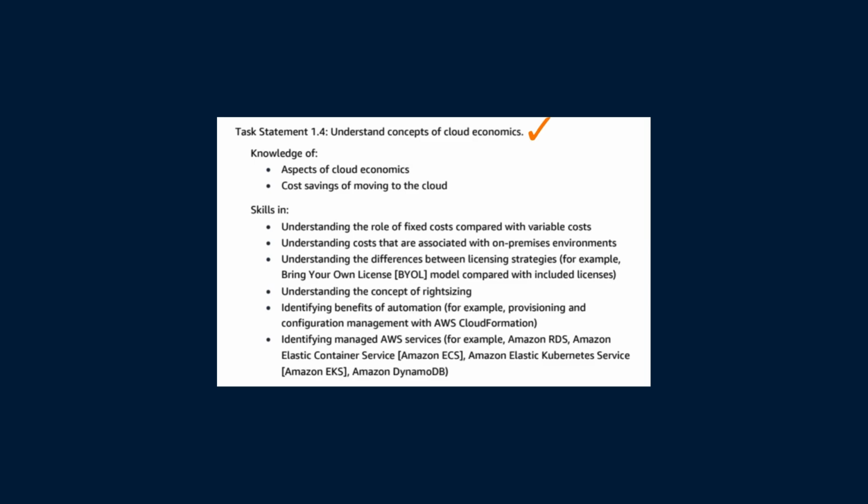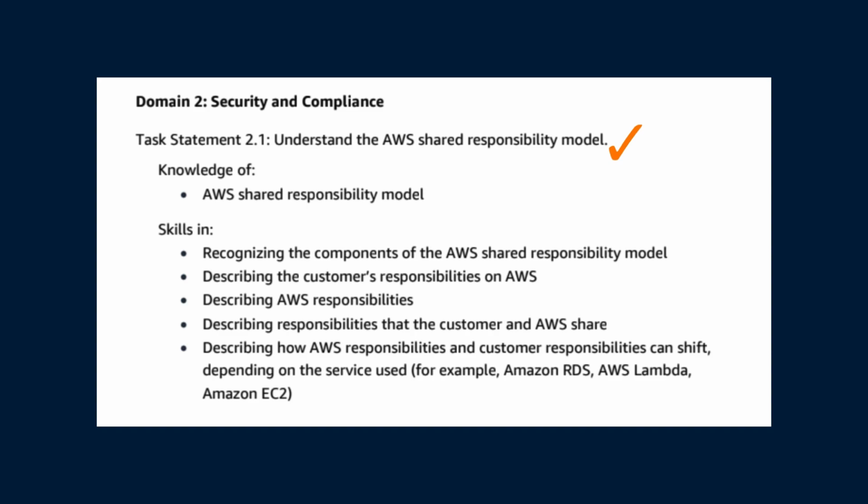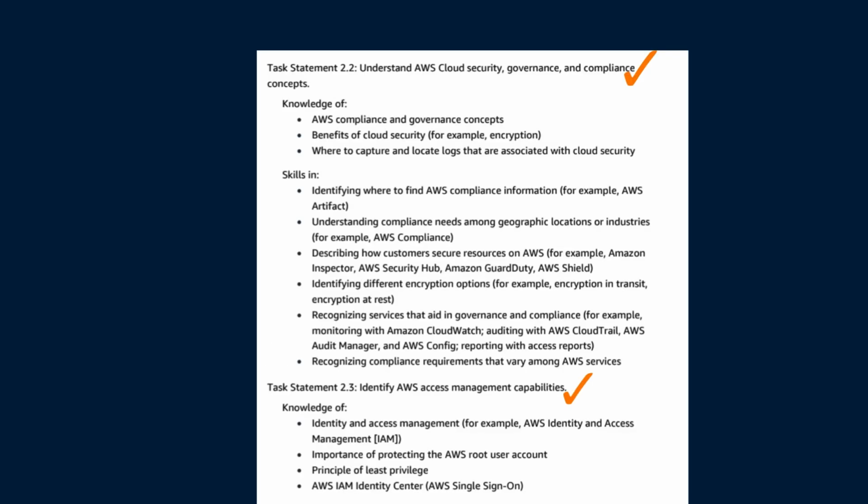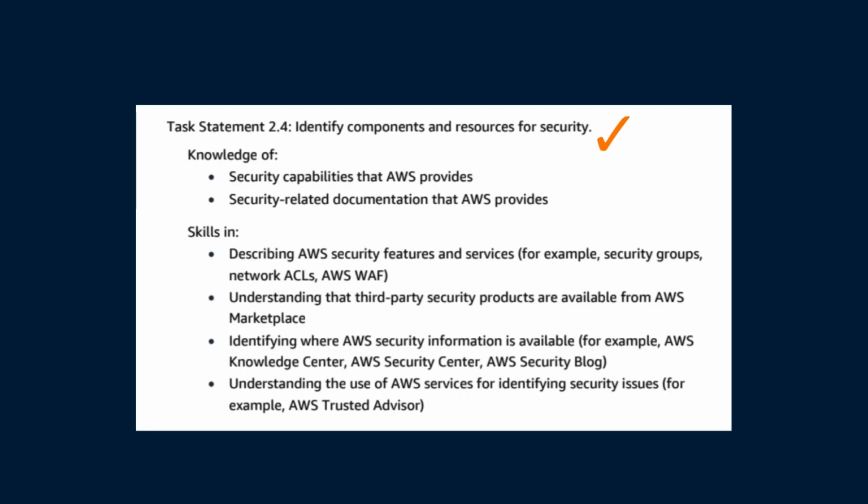And then the second domain, security and compliance: understand the AWS shared responsibility model. The next task will be understand AWS cloud security, governance, and compliance concepts. The third task, identify AWS access management capabilities. The fourth task, identify components and resources for security. So these are areas that you need to focus on.